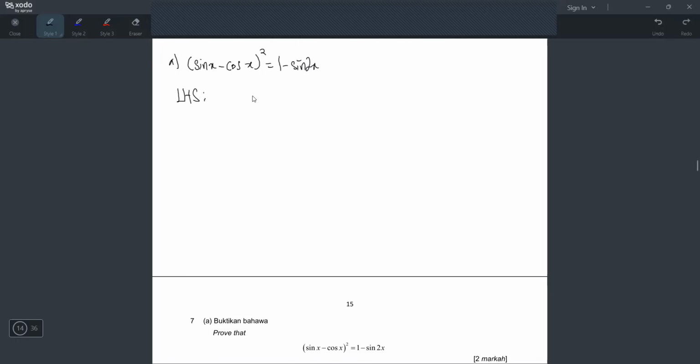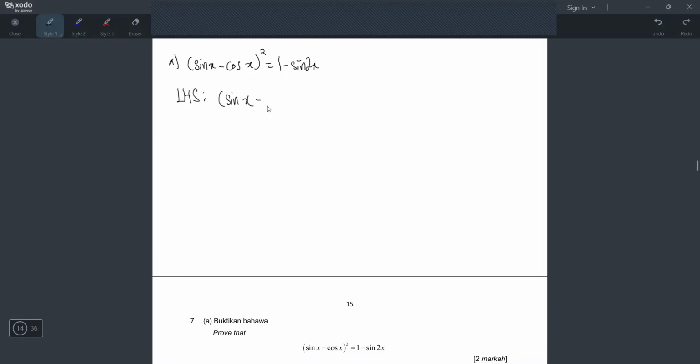So that's why I always advise students to start from the left hand side. But of course, if students want to start with the right hand side, they can also, but it will be difficult lah, but can also. Okay, you will figure out that you can get there also. Okay, let's start with the left hand side.